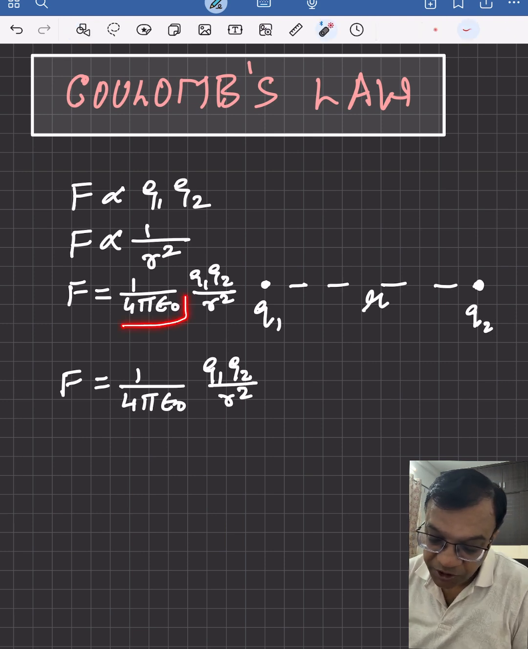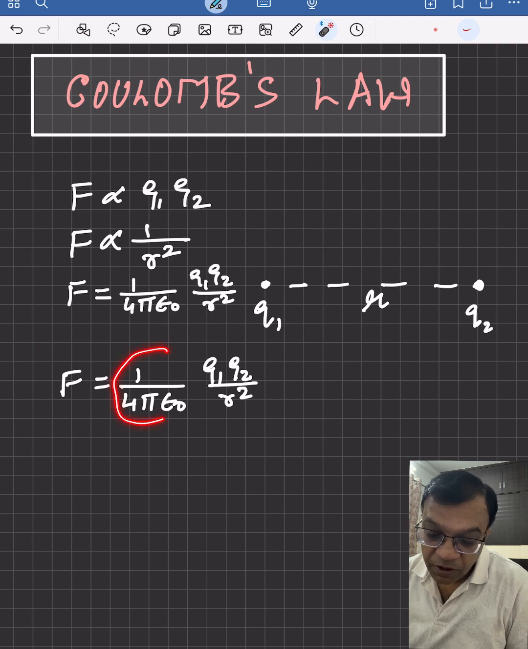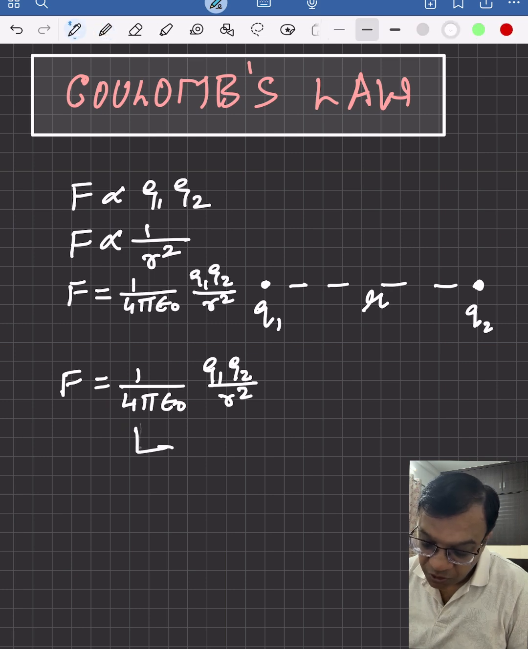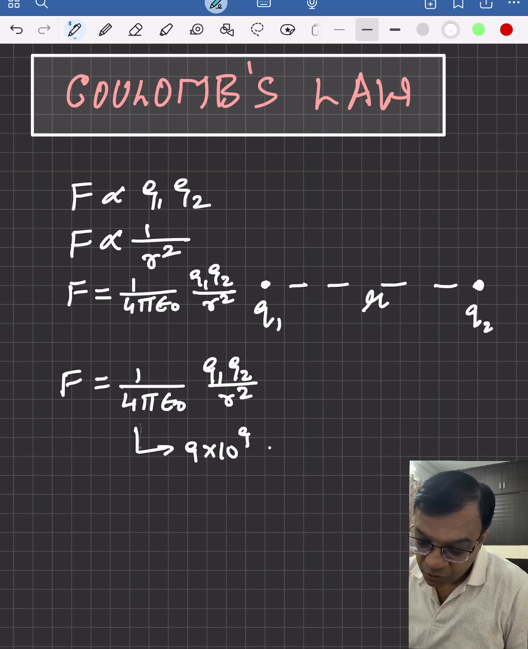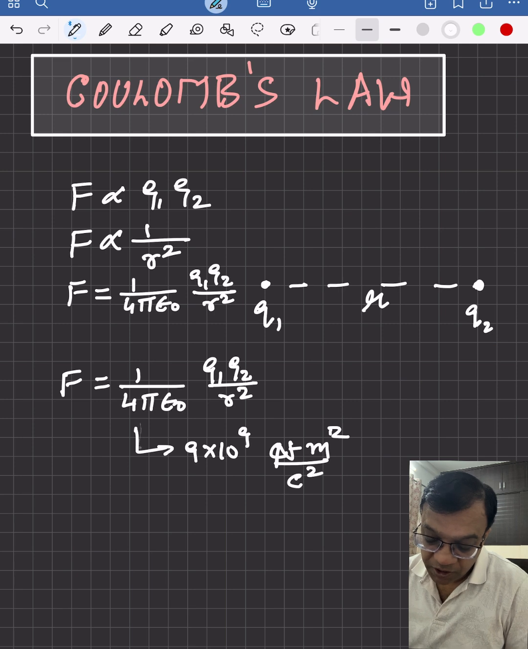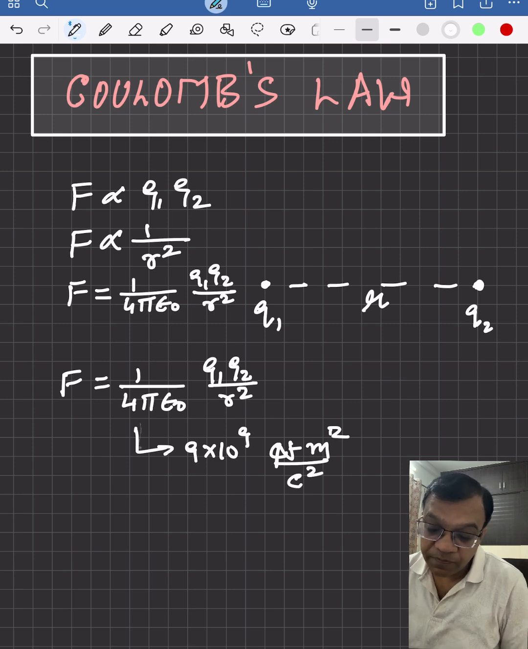Now here this 1 upon 4 pi epsilon naught is the proportionality constant whose value will be 9 into 10 power 9 Newton meter square per Coulomb square in SI unit.